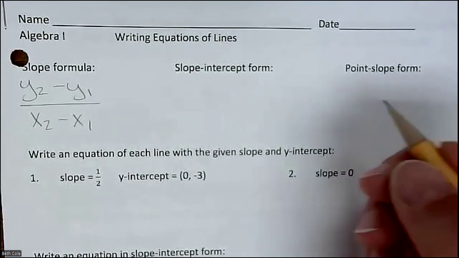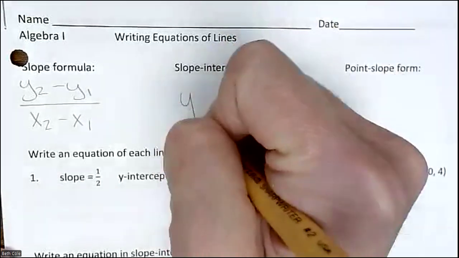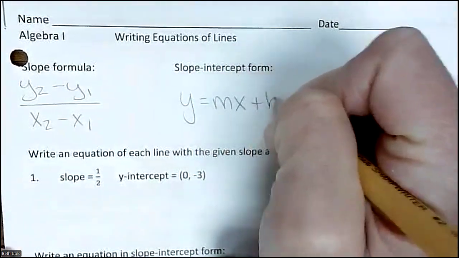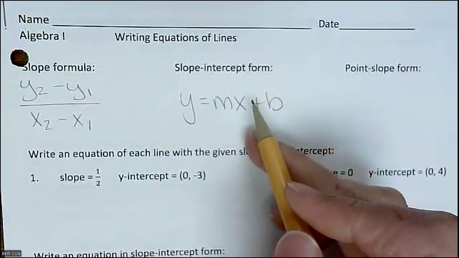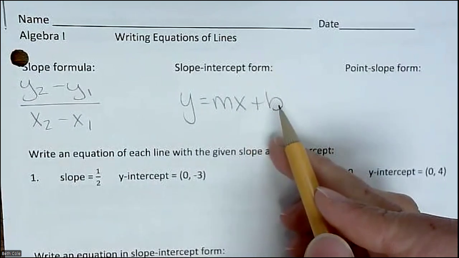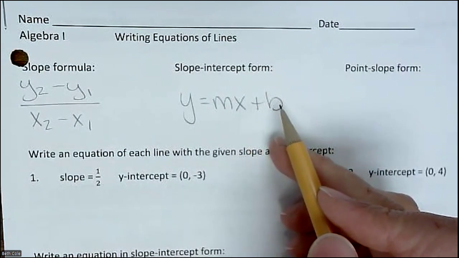All right, slope-intercept form. What is that one? Good. Y equals mx plus b. M is the slope. B is the y-intercept. That's why it's called slope-intercept.